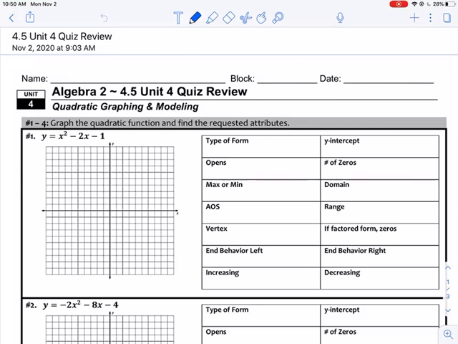All right, here we go. A little bit of review for our quiz this weekend. Make sure you guys are watching this before you practice.